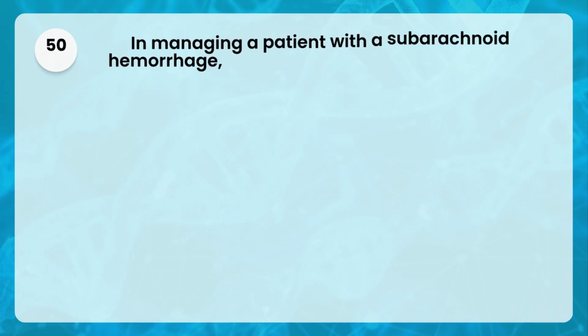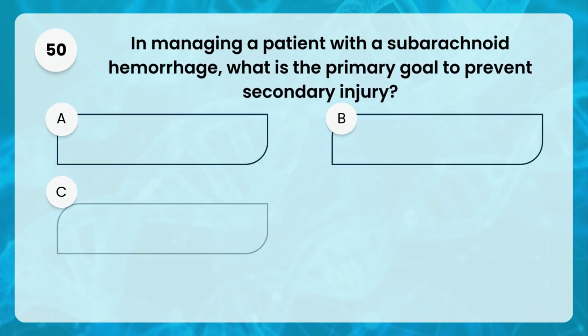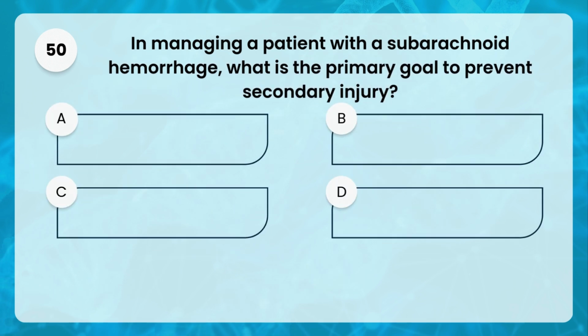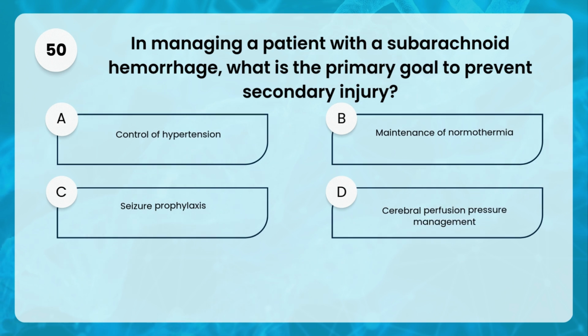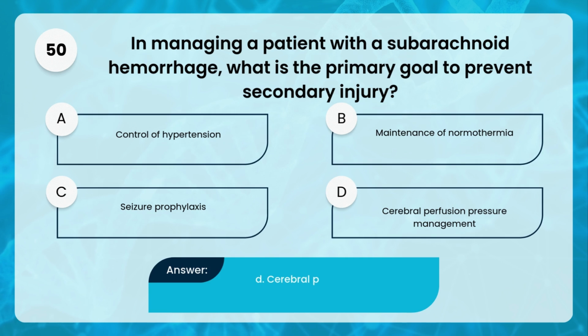Number 50. In managing a patient with subarachnoid hemorrhage, what is the primary goal to prevent secondary injury? A, control of hypertension, B, maintenance of normothermia, C, seizure prophylaxis, or D, cerebral perfusion pressure management? The answer is D, cerebral perfusion pressure management.